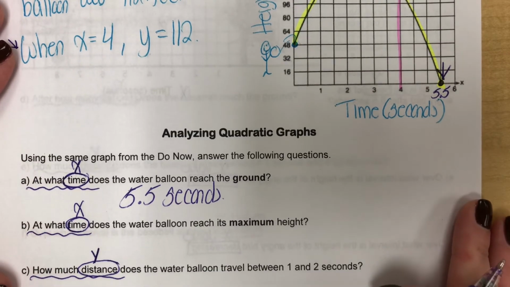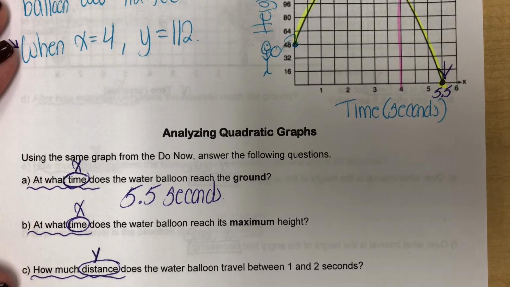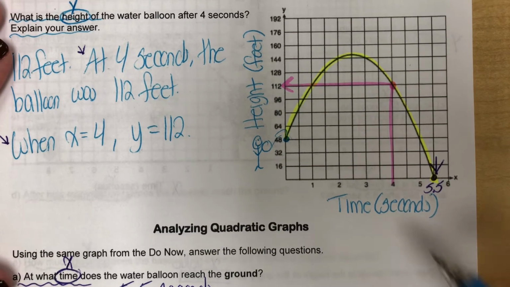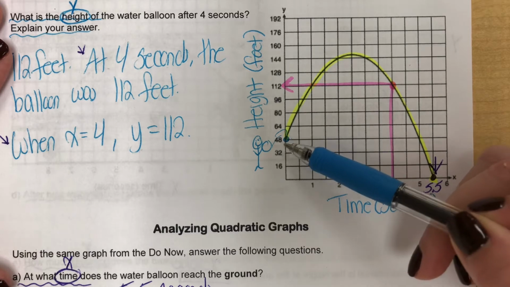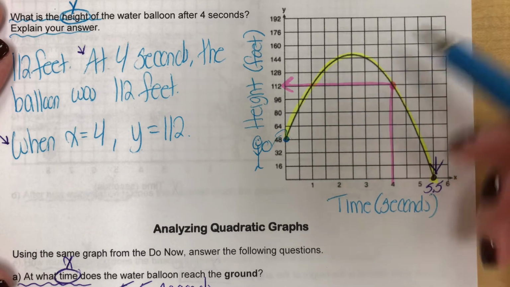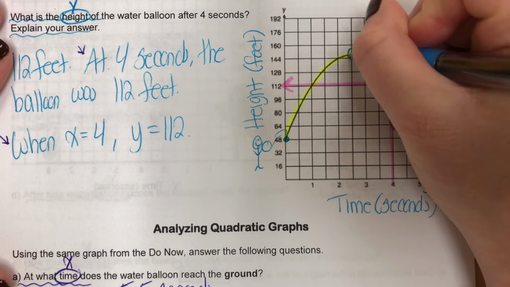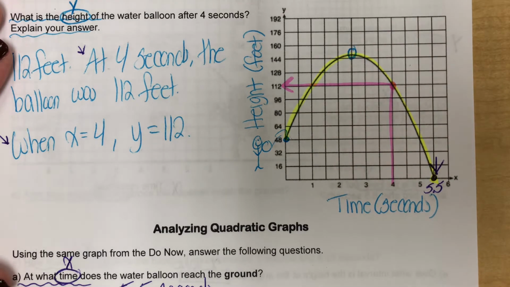Part B, it says, at what time does the water balloon reach its maximum height? So that's going to be its highest height on the graph here. So as I look back, I can see again, here's the water balloon, it's in my hand, I launch it into the air, boom, boom, boom, and then it goes all the way up to this value. That's going to be my maximum.